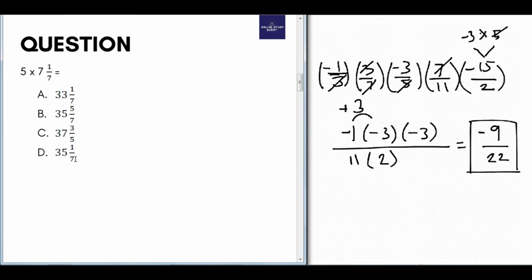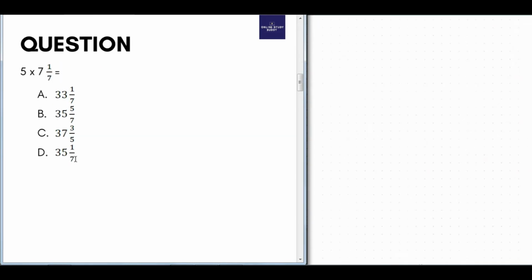Next question. So, we have 5 times 7 and 1 over 7. So, first, check muna natin yung choices. Kung ano ba yung form ng fraction na hinihingi sa atin. So, since sa choices, lahat sila mixed fraction, it's better kung makakahanap tayo ng way na hindi natin kailangan i-convert yung 7 and 1 over 7 to an improper fraction. Kasi, tatagal tayo if i-convert natin siya sa improper fraction. Tapos, i-convert pa natin pabalik sa mixed fraction.